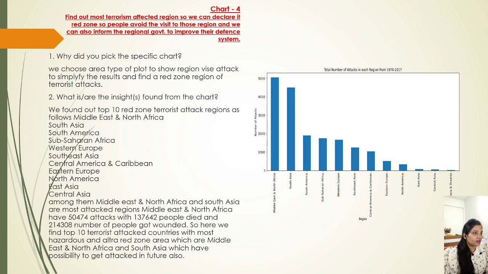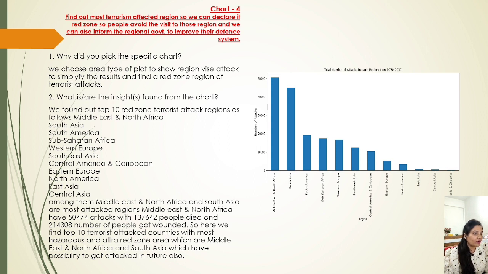Middle East and North Africa is the most affected area, which got 50,000 plus attacks. Then South Asia is really near to them, with 45,000 attacks. The third one is Sub-Saharan Africa, then Western Europe, Southeast Asia, Central America and Caribbean, Eastern Europe, North America, East Asia and Central Asia. Among them, Middle East and North Africa and South Asia are the most attacked regions.